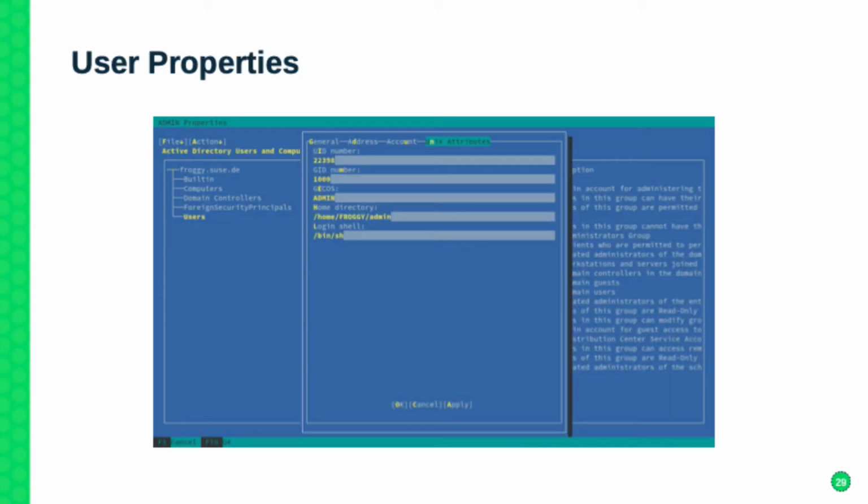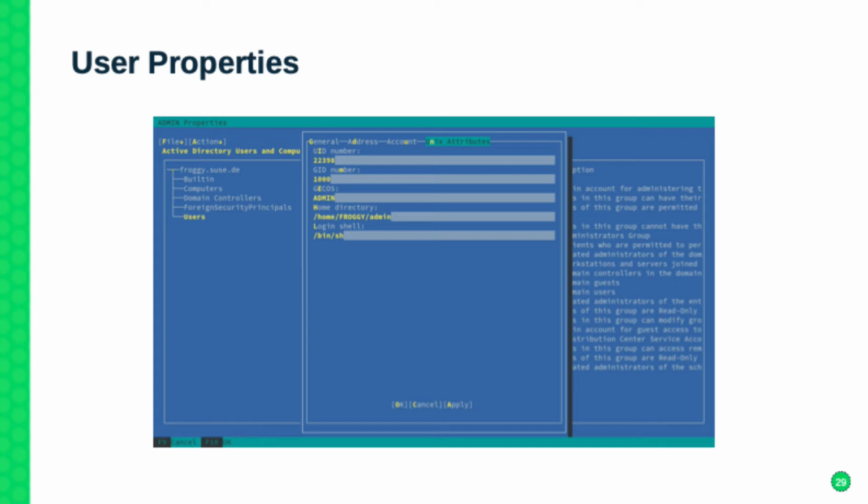To view and edit a user's properties, you can navigate to the user's container on the left, and then highlight the user on the right. You click to enter the properties window in the ncurses GUI, or you can right-click and select properties in the Qt GUI. One interesting addition that I added is this Unix attributes view.